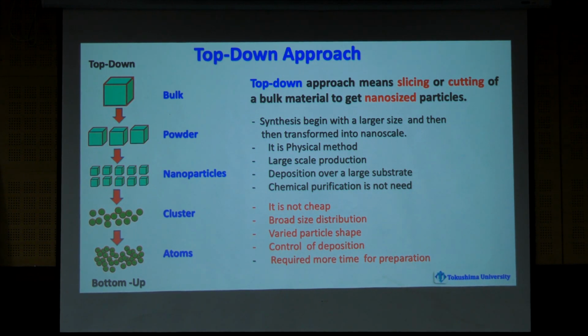If the process is physical process, then most of the process don't require any kind of purification because it doesn't have any kind of impurity. But if the method is chemical, there might be chance that it might have certain kind of impurity. And this method is not cheap because instrument is a little bit expensive, broad size distribution.